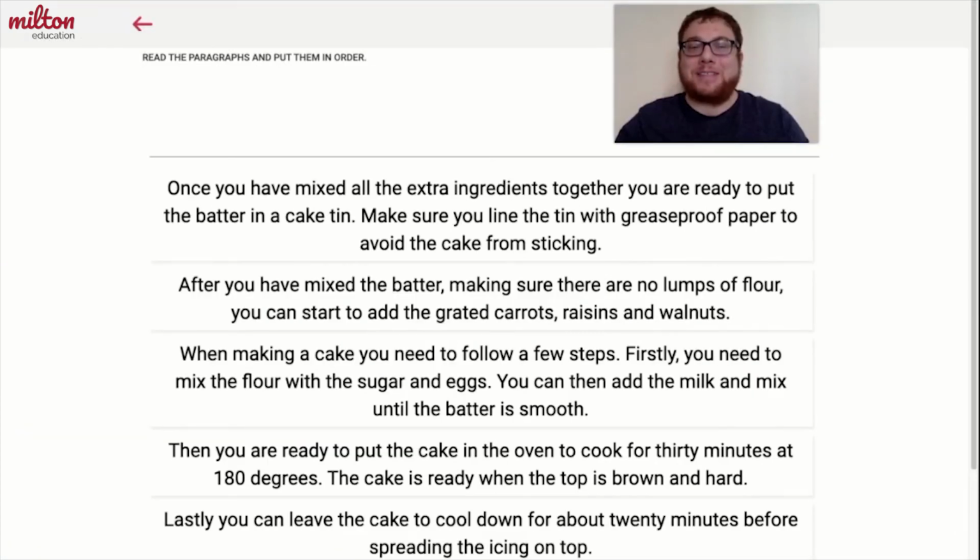Now you have to do an activity where you have to put the paragraphs of a cake recipe in the correct order. Remember to look for connecting words like firstly, after, then, and lastly to help you know where each paragraph goes. Good luck!